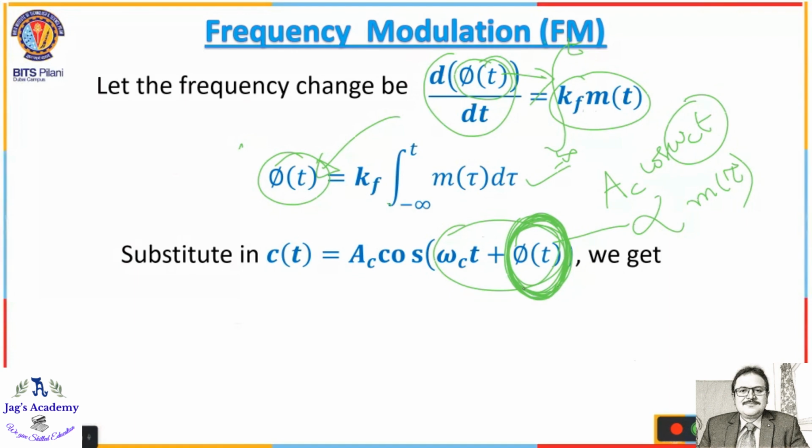If you want to see the instantaneous angle, you have some representation for phi of t. If you want to see the instantaneous frequency, you have another representation in terms of phi of t. That means we can split this equation, one to represent it as a phase modulation, one to represent it as a frequency modulation. Both are same. This is your angle modulation. Try to understand this. This is angle modulation.